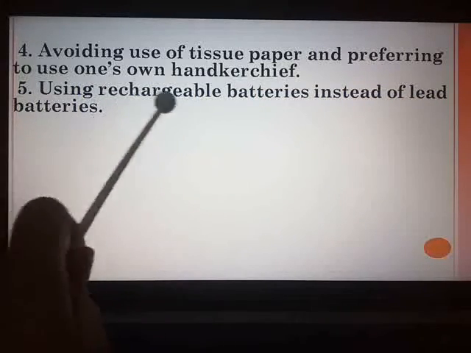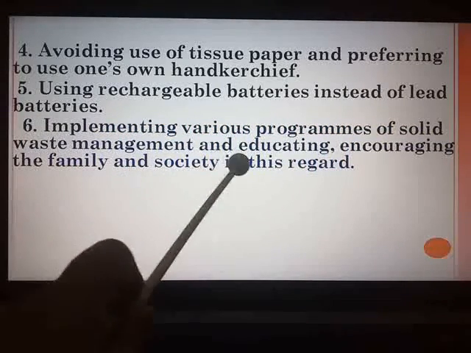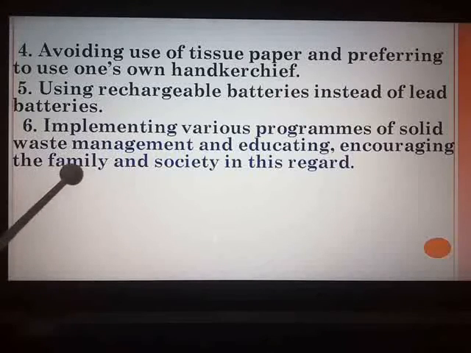Use rechargeable batteries instead of lead batteries, implement various programs of solid waste management, and educate and encourage the family and society in this regard. There are really many people who are uneducated. They do not know how dangerous the accumulation of waste can be to the environment and to themselves. So there are different small techniques which can be implemented at your level.